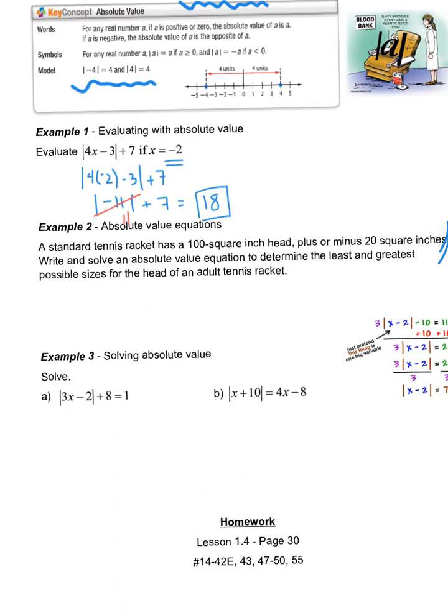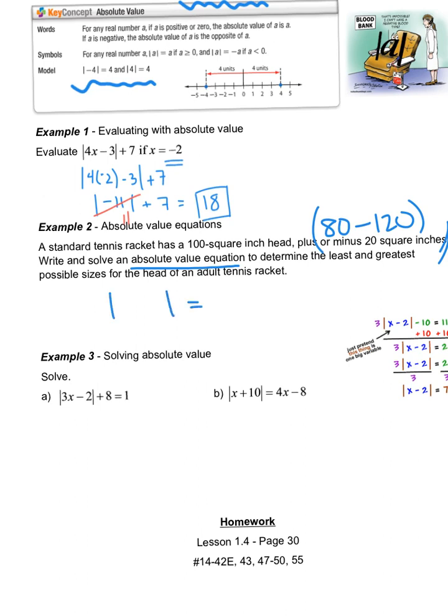So that means the smallest our racket could be is 80, because 100 minus 20 is 80. Or the largest our racket could be is 100 plus 20, which is 120. So right off the bat, we know the answer on this question is going to be between 80 and 120. It says write and solve an absolute value equation to determine the least and greatest possible sizes. So the question in this case is, we want to come up with the absolute value equation to solve this.